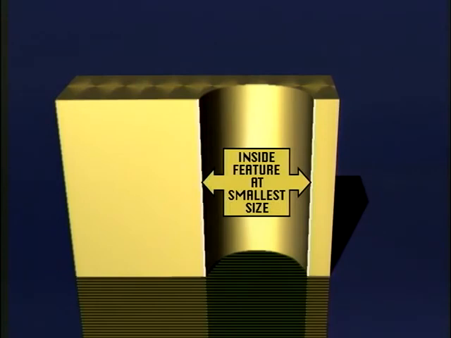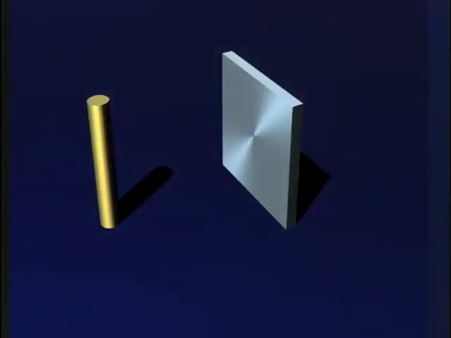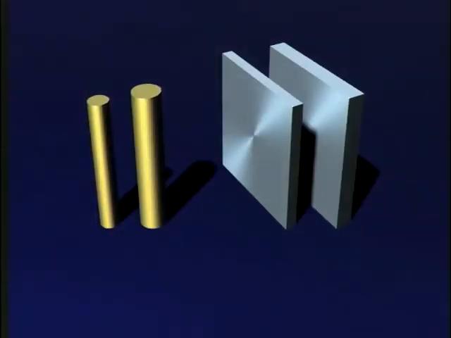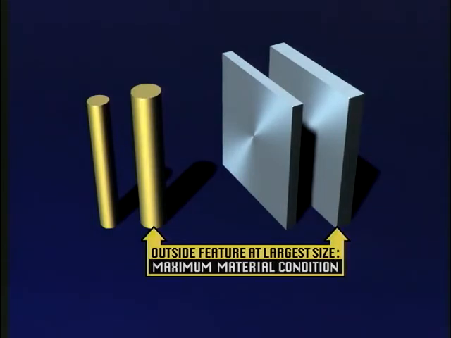The smallest allowable hole consists of the greatest amount of material. When an interior feature, such as a hole or slot, is at the smallest size allowed by the size tolerance, it is at maximum material condition. An exterior feature, such as a pin or tab, which is at the largest allowable size, contains the greatest amount of material. Such a feature is at maximum material condition.